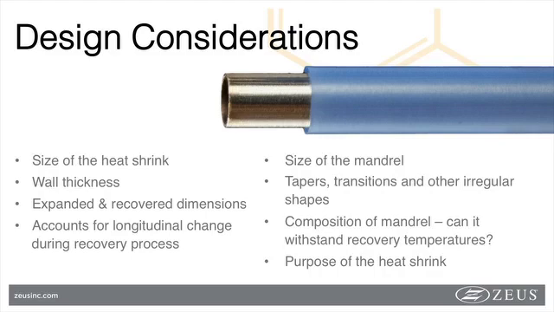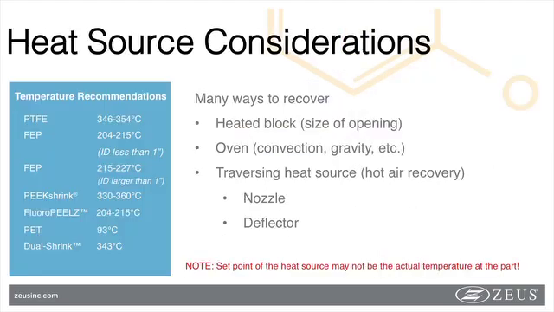But first, the heat source. There are many ways to recover heat shrinkable materials. High-performance heat shrinks require more attention to the heat source, however. Heated blocks, ovens, or any traversing heat source can be applicable. Each has its own set of questions.